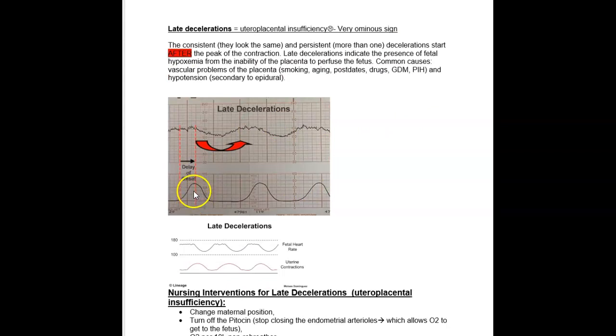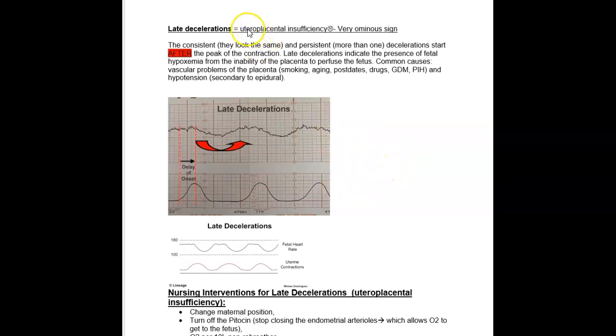So we can see that here's the peak of the contraction. And remember, they don't get any oxygen here. So what this shows us is decompensation. They didn't get any oxygen, and now their heart rate went down. This is really bad. Same thing here. Now their heart rate went down. Look at this one. Here's the peak of the contraction, and now their heart rate is going down after the peak of the contraction. So you guys, it's very, very ominous. It is not good.